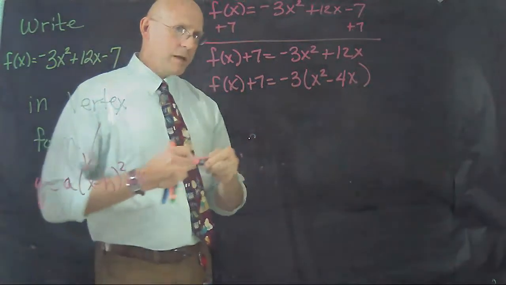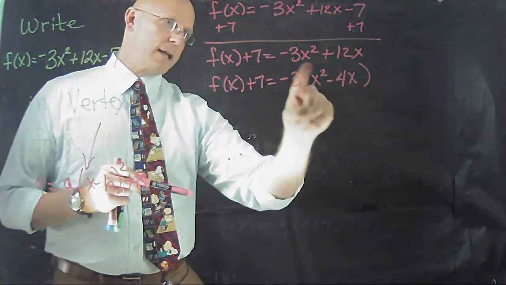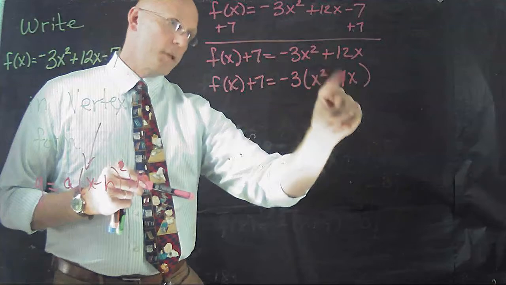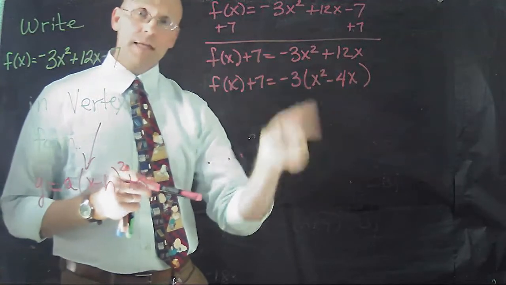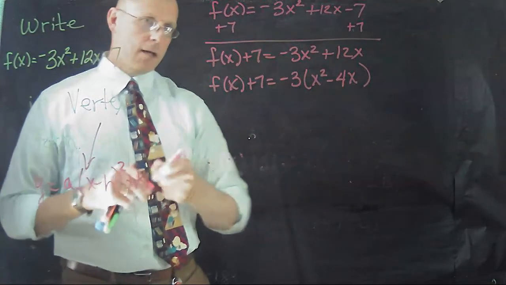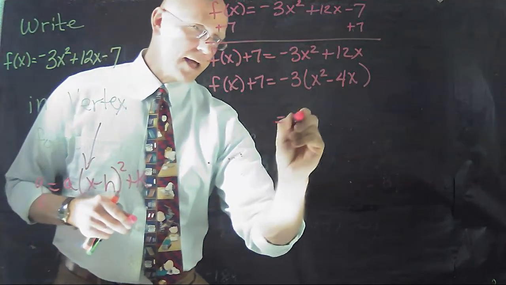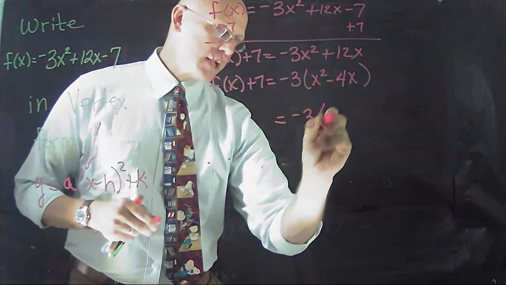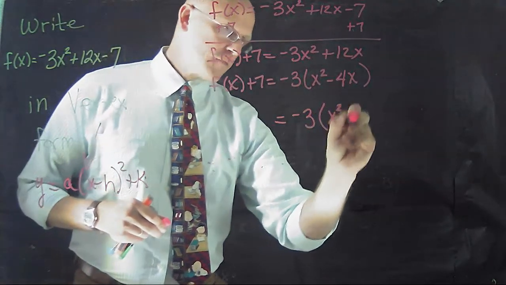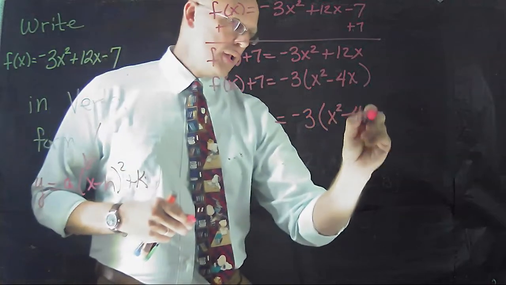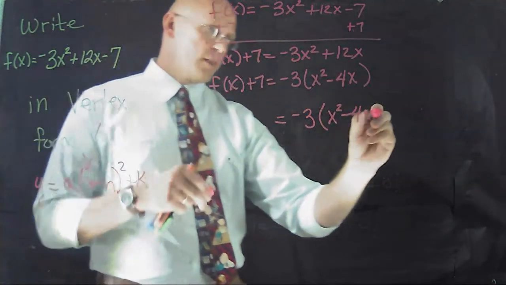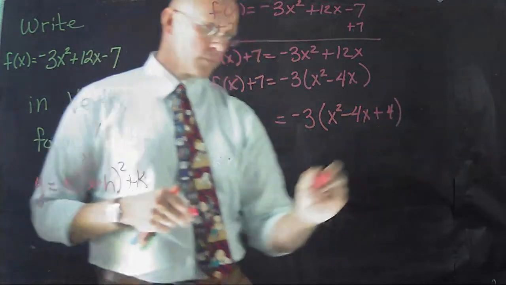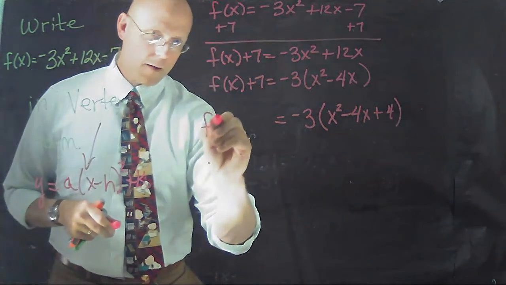And I can check to make sure. If I redistribute, I'd get -3x squared plus 12x. So there it is. Now I've got it here. Now I complete the square. Okay, so it's going to be -3 times x squared minus 4x plus half of -4 is -2. -2 squared is 4.